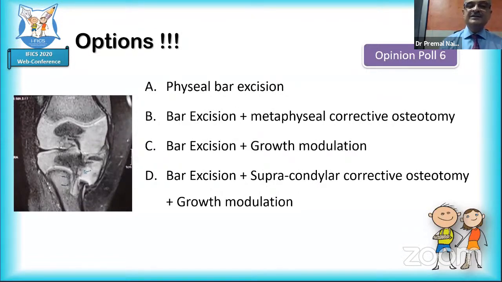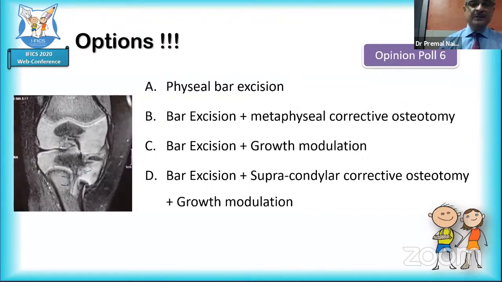Or you should add metaphyseal corrective osteotomy as advised by bar excision plus growth modulation, or you do full Monty: bar excision, supracondylar metaphyseal osteotomy and growth modulation. So we have takers for all the options, and the majority, 43% of people, say that they go for bar excision and growth modulation. Okay. Yes, Dr. Ike, what would you do? What would be your choice?